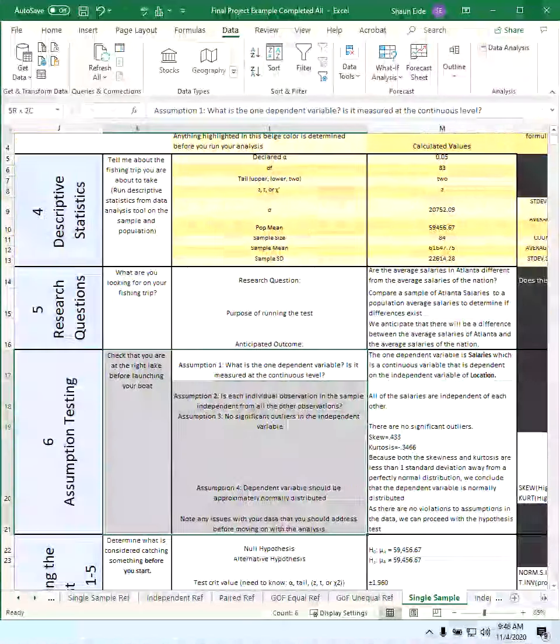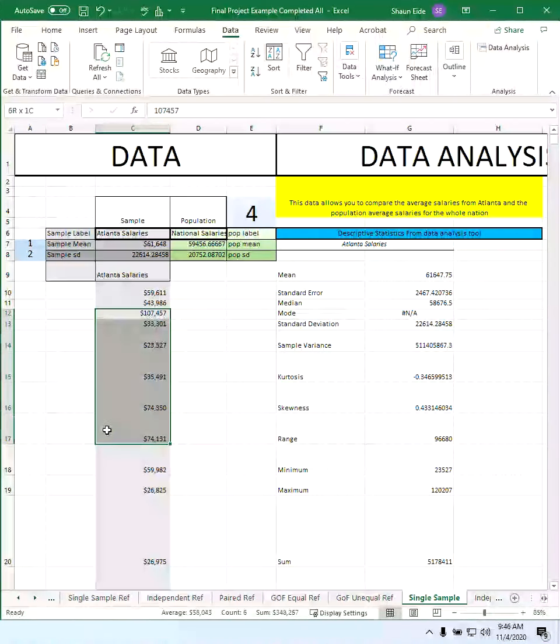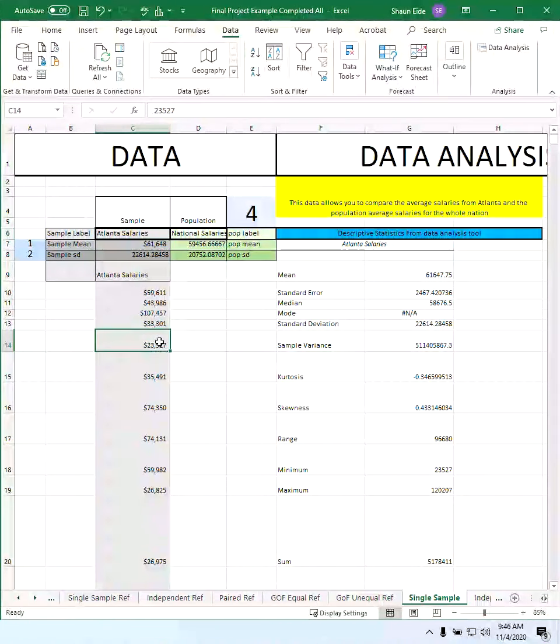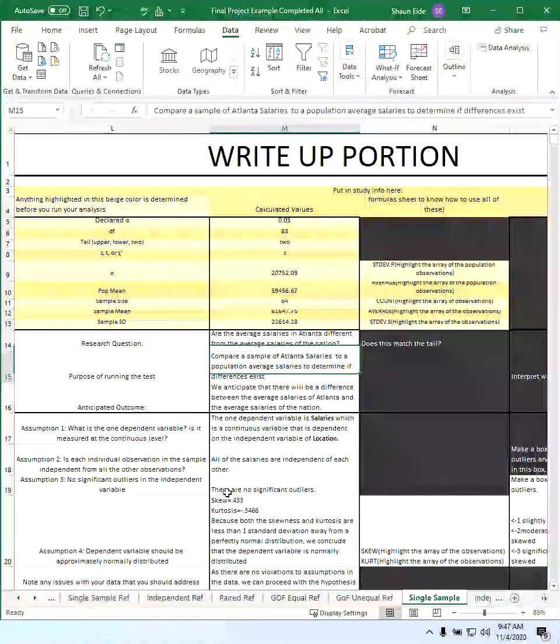Okay. So you come right over here, Atlanta salaries. Salaries are dependent on location. In other words, these salaries are dependent on whether or not it's from Atlanta or from the national representation. So coming over here, I'm putting the dependent variable is salaries, which is a continuous variable that is dependent on the independent variable location. Okay, so that's what I wrote there.